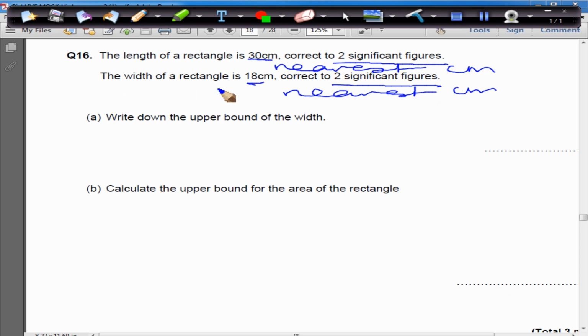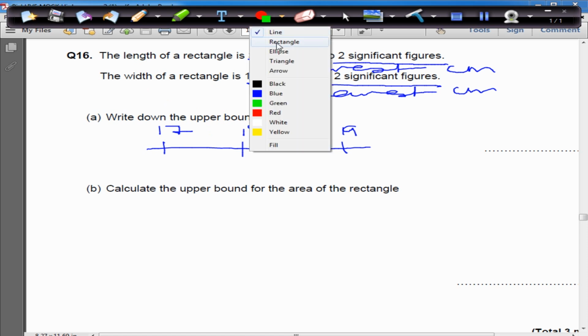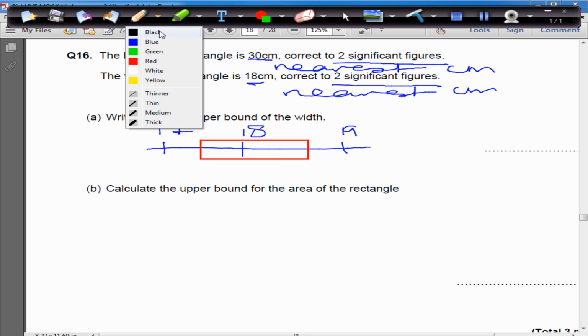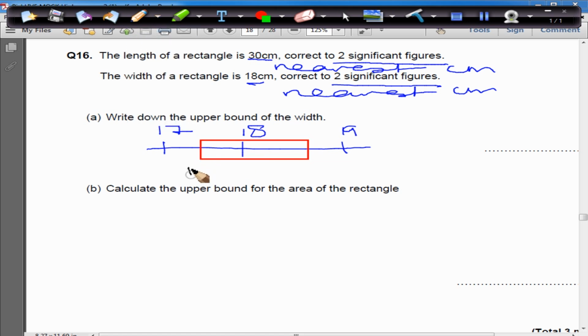Because we're looking at the upper bound of the width. So the width is here. Let's draw a line. So you have 18. The next measurement is 19, and the previous measurement is 17. Now if we look at nearest centimeter, this part here will be what? 17.5. And this part here will be 18.5. Why is that? Because this altogether is 1 centimeter. That's nearest centimeter. Half a centimeter this way, half a centimeter that way.